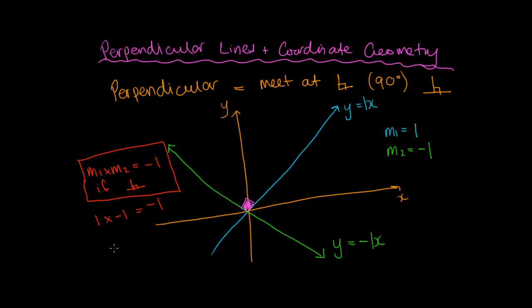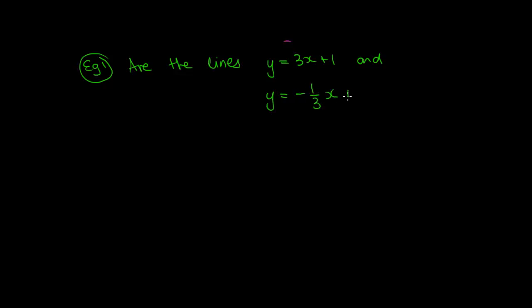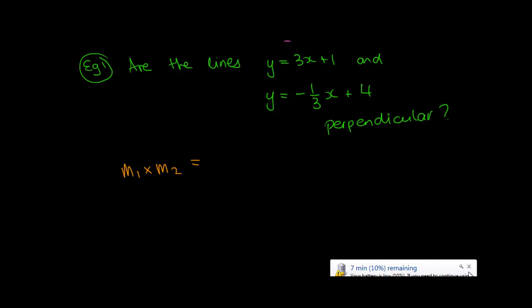So that works out. Let's have a look at a couple of questions that they could ask us about this. Example 1. First of all, are the lines y equals 3x plus 1 and y equals negative 1/3 x plus 4 perpendicular? Well, we know they're not parallel because the gradients are not the same. But we know if they're perpendicular, then if I times the two gradients together, the answer will equal negative 1.